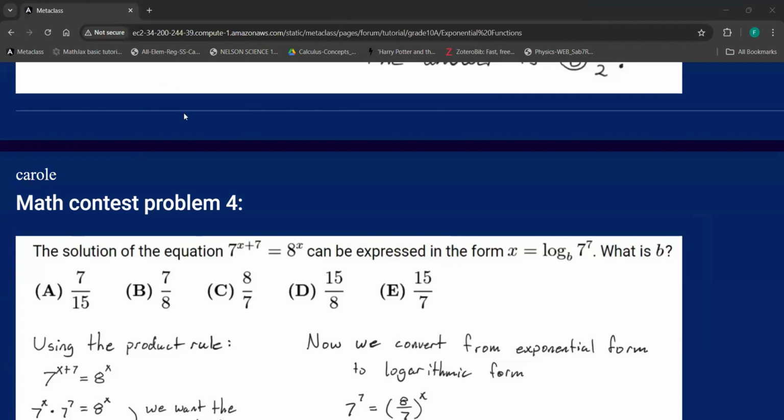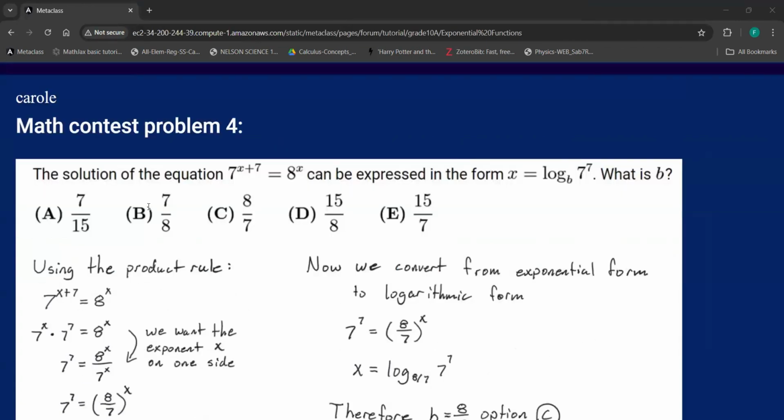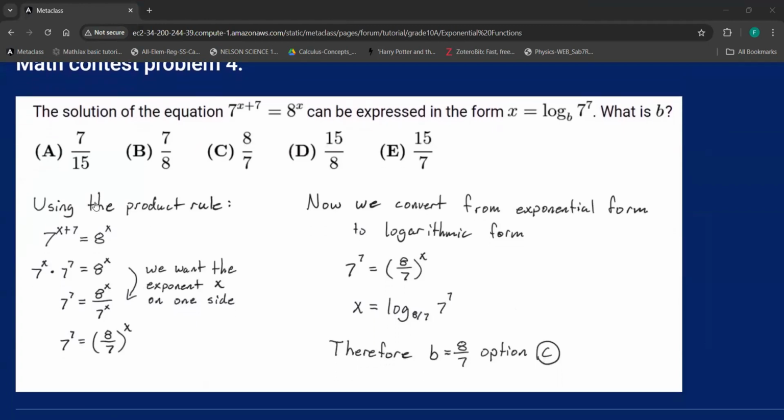Okay, time is up. All right, so check your answer. If you got C, then that is correct, 8/7. Okay, so as I said earlier, you're gonna have to use the product rule, right? So you have 7 to the power of x plus 7 is equal to 8 to the power of x. Since you have the addition here, you can rewrite this as 7 to the power of x times 7 to the power of 7 is equal to 8 to the power of x.